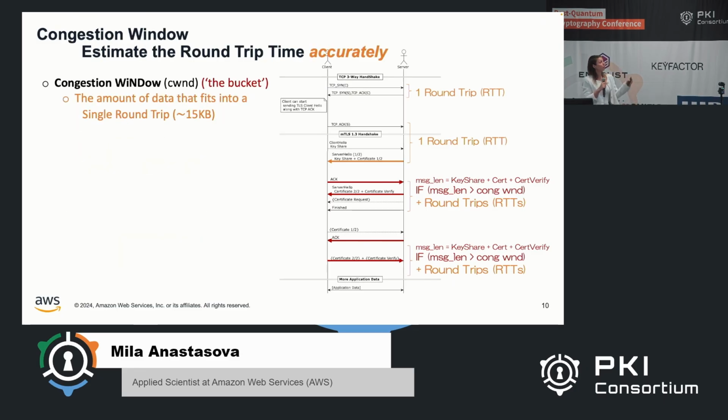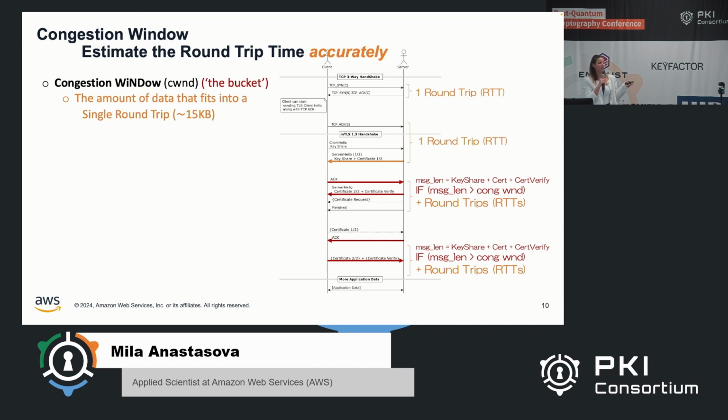Let's see, however, so far we discussed in general how we're estimating the cost of classical and post-quantum network connection based on the same scenario. So let's see how we're going to estimate this cost accurately based on the current trends in technology. In order to do so, we're going to introduce the term congestion window. Or in other words, we're going to redefine the bucket from our previous slides with its corresponding technical term.